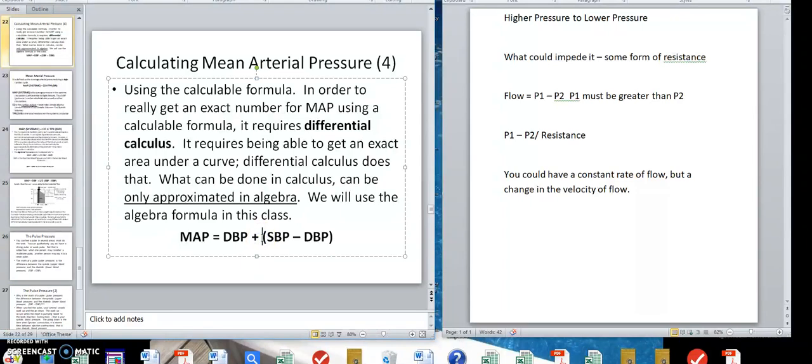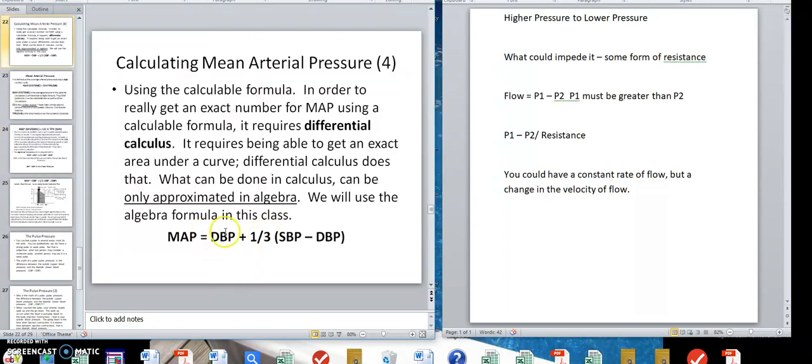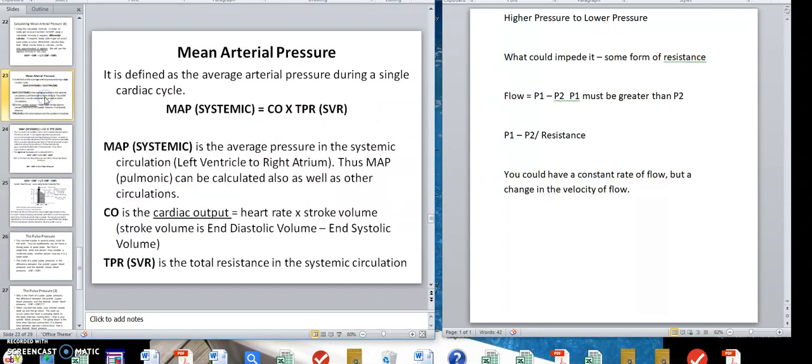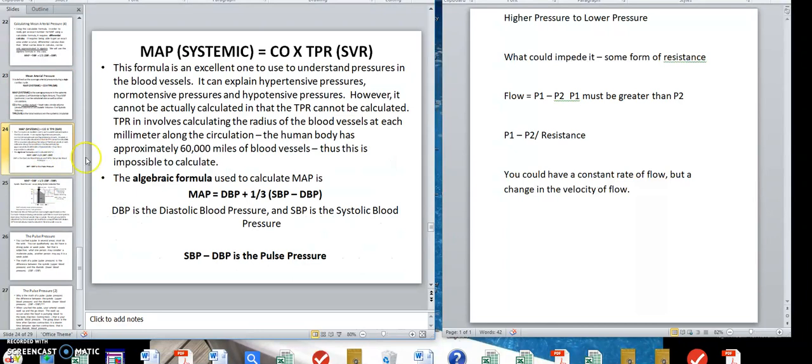Let me add to that. Made a little error here. Times 1/3 of that. Okay. So MAP equals diastolic blood pressure plus 1/3 of the systolic blood pressure minus the diastolic. Okay. So, mean arterial pressure, systemic, equals this. It's the average blood pressure. We talked about cardiac output. Now, let's go here then. Okay, here we are. Again, that's the one we would use to get it.